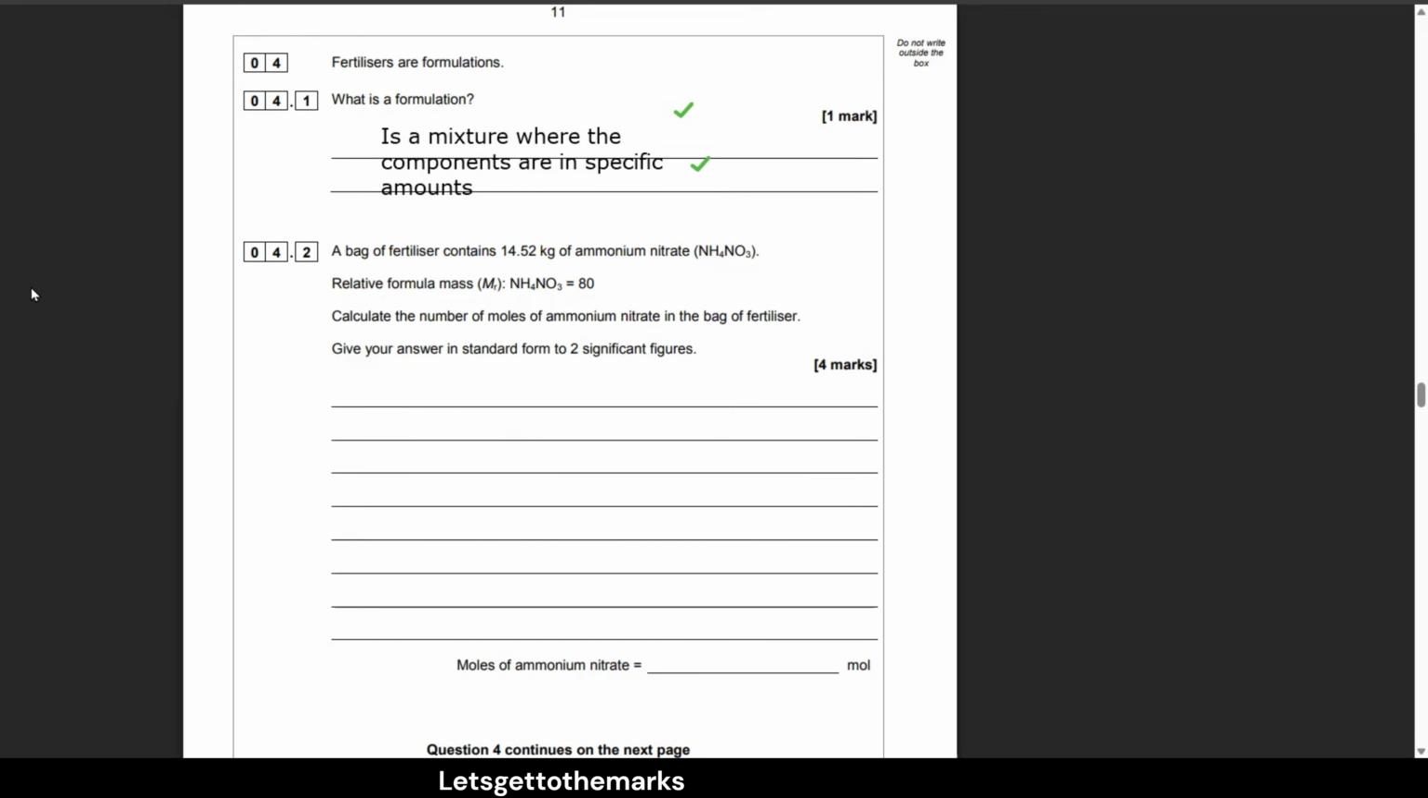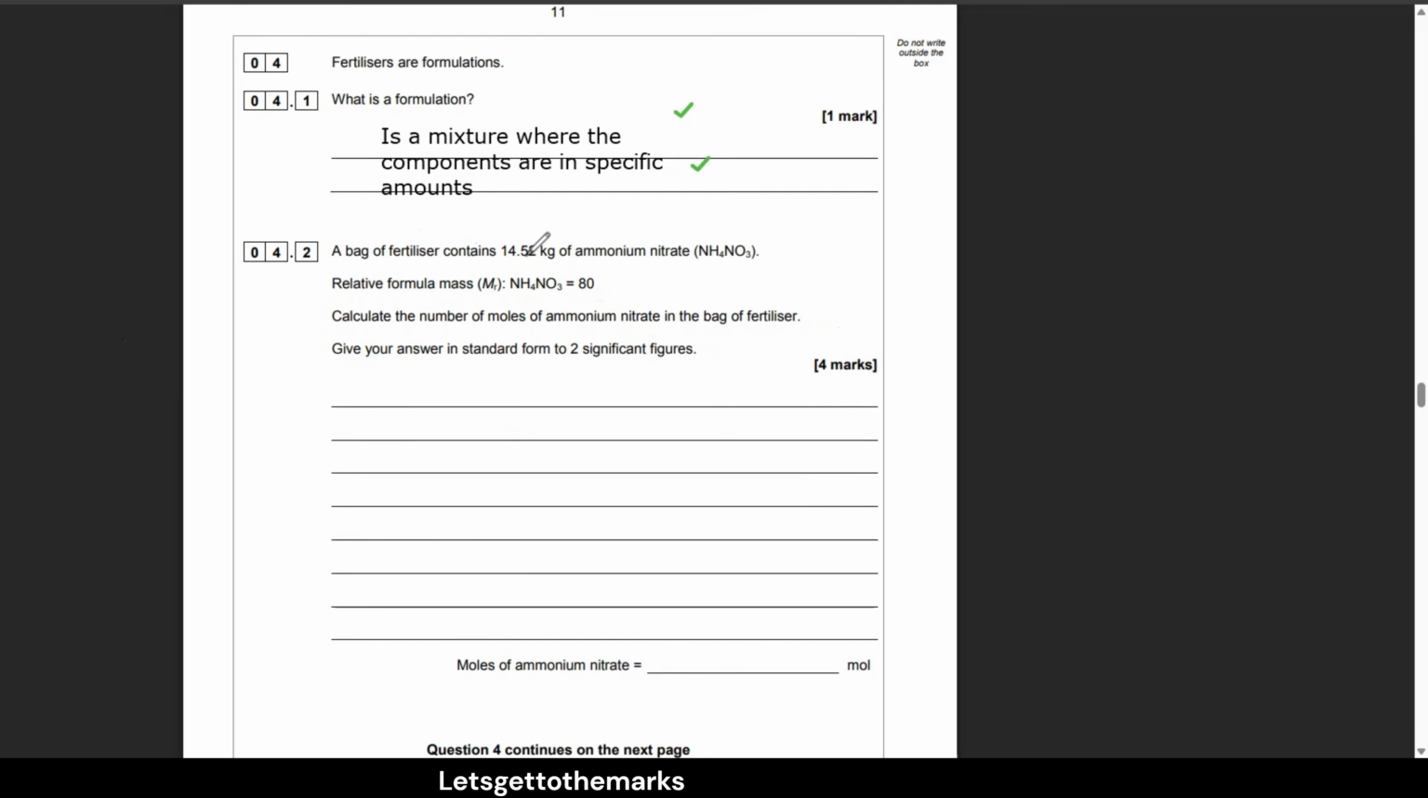Right, let's move on. 4.2, a bag of fertilizer contains 14.52 kilograms of ammonium nitrate, NH4NO3. The relative mass, Mr, of NH4NO3 is 80. Done that for us, haven't they? Calculate the number of moles of ammonium nitrate in the bag of fertilizer, give your answer to 2 significant figures, and it's 4 marks. Pause the video, have a go. All right, I'm going to go through it.